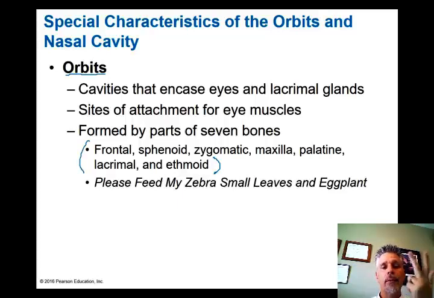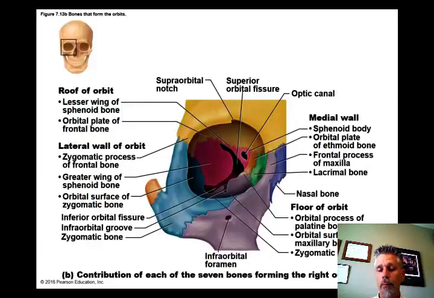Frontal, sphenoid, zygomatic, maxilla, palatine, lacrimal, ethmoid. So, another mnemonic, please feed my zebra small leaves and eggplant. So that gives you the first letter of all 7 of your different bones that contribute to the orbit, like we see here. Frontal, sphenoidal. This one over here, what did we say this one was? Zygomatic bone. This is the cheekbone, right? So it contributes as well. Maxilla, we can see the lacrimal bone right here. We can see the ethmoid bone as well along the medial wall in here, okay?